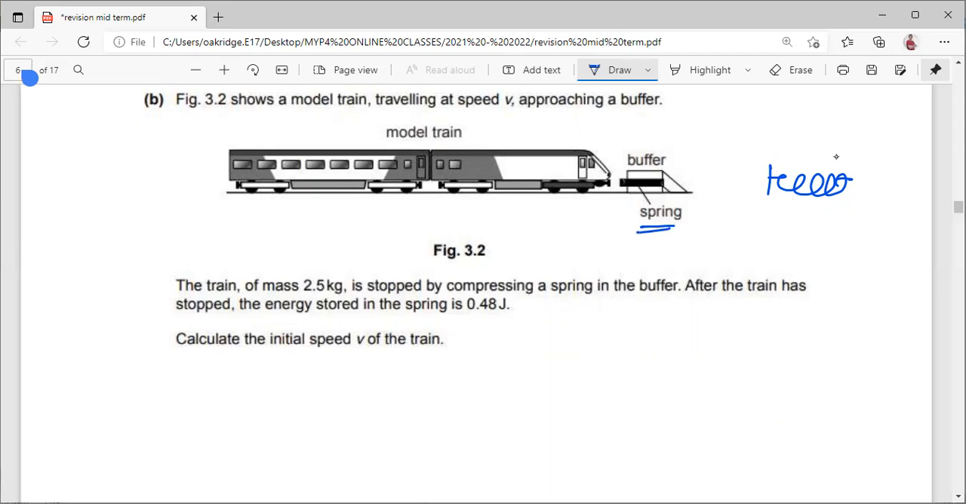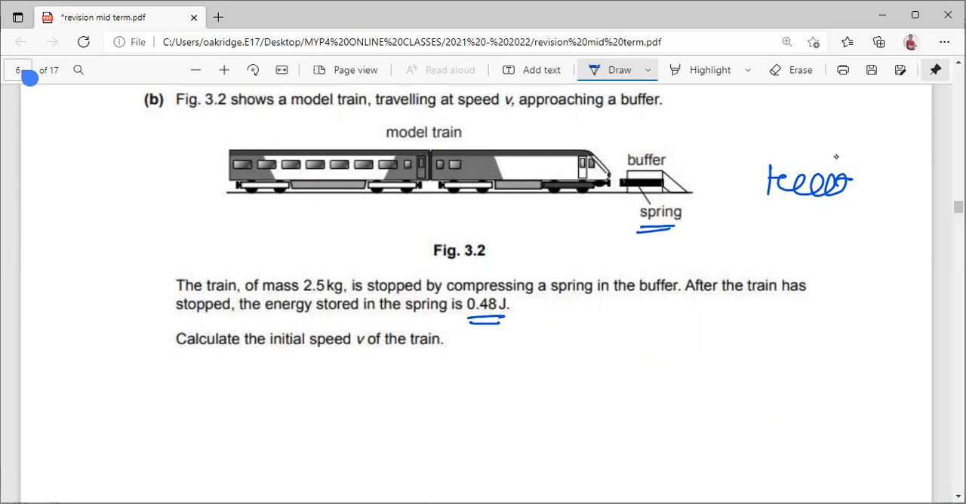A train of mass 2.5 kg. 2.5 kg is very less. Oh, it's a model train, a toy train. 2.5 kg is stopped by compressing a spring in the buffer. After the train has stopped, the energy stored in the spring is 0.48 joules. Calculate the initial velocity of the train.